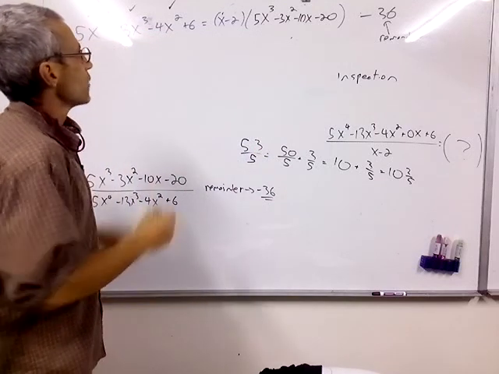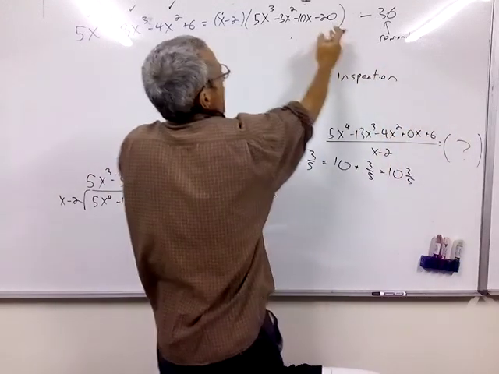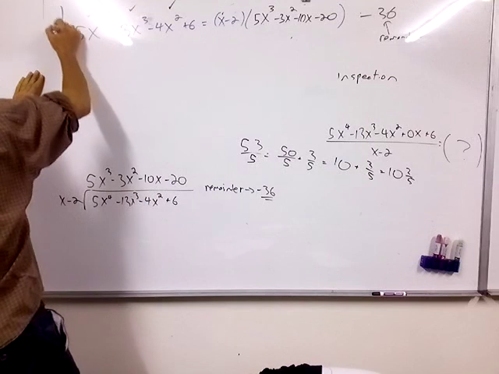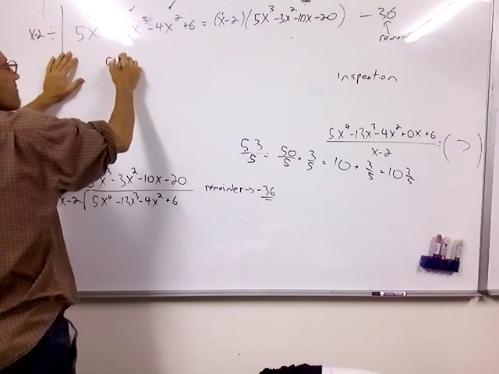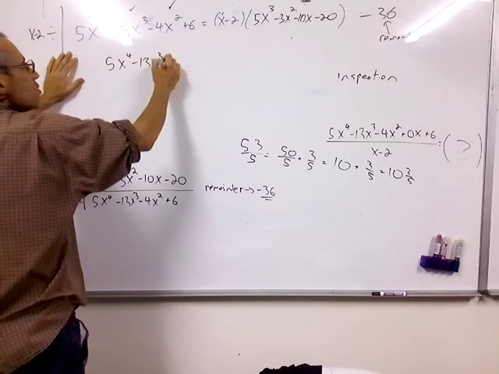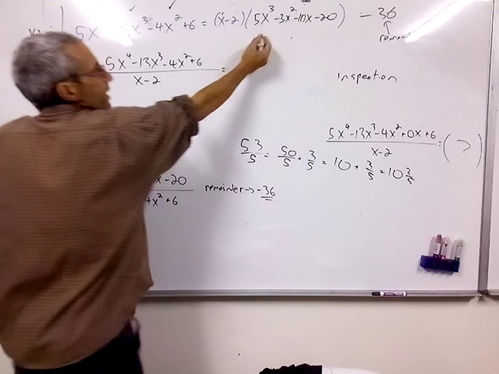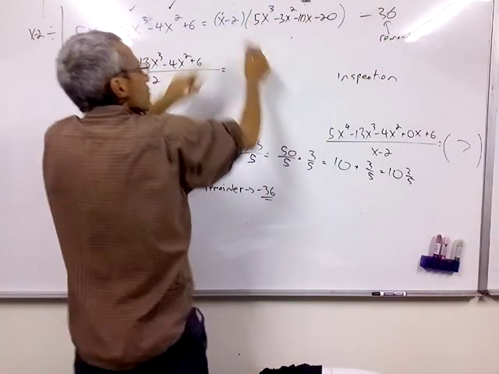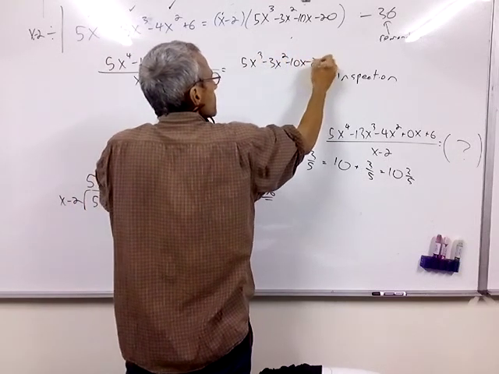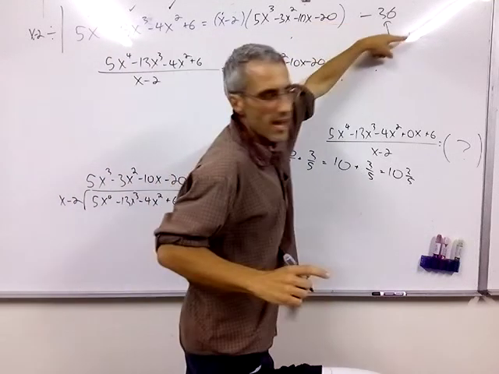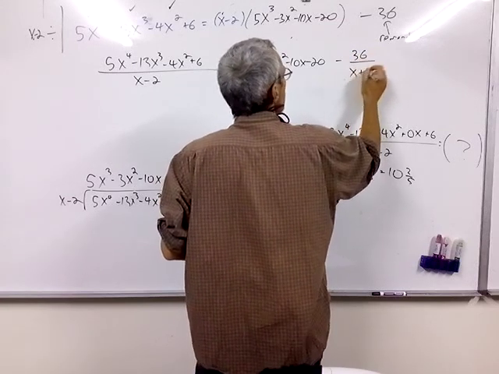So if I write it again, what I've done, remember we started with that, and then I multiplied by x minus 2. What I'm going to do now is take this equation and divide both sides by x minus 2. So I'm going to write 5x to the power 4 minus 13x cubed minus 4x squared plus 6. If I divide it by x minus 2, that side is going to cancel, so I'm going to get 5x cubed minus 3x squared minus 10x minus 20. But I also have to divide the minus 36 by x minus 2. So it's going to be minus 36 divided by x minus 2.